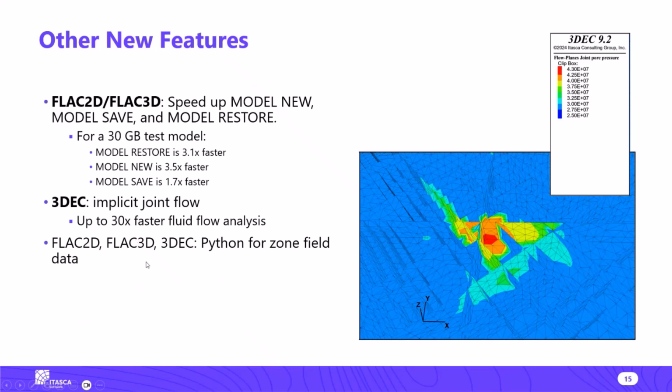And then the last thing is just the ongoing effort to try and make everything available in Python. There are still a few things that you can do in Fish that you can't do in Python, and we're gradually bringing everything into Python. And in 9.2, we've added this zone field data. So that's just another thing you can now do in Python.